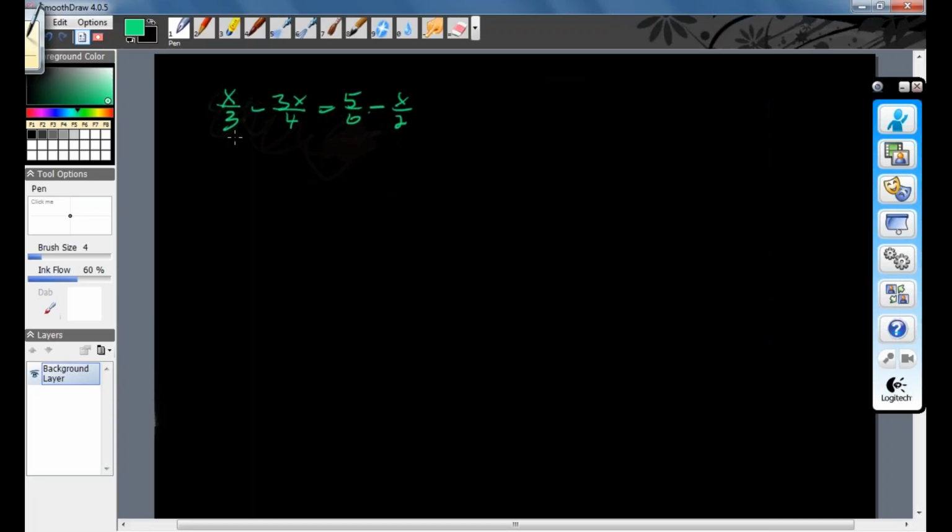Okay, so we notice we have 3, 4, 6, and 2. So the standard technique is to take the LCD for these four numbers, 3, 4, 6, and 2, which is 12, and multiply the entire equation on both sides by the 12. The effect of this will be that these fractions will disappear. So let's see how this works. Distribute the 12.